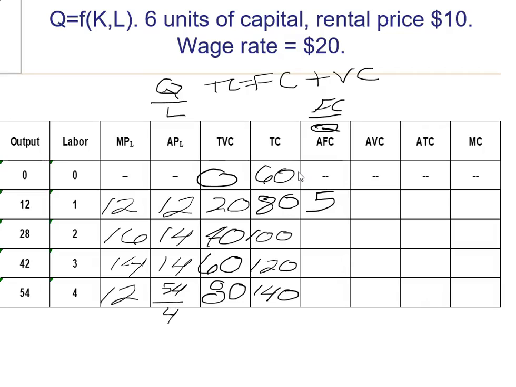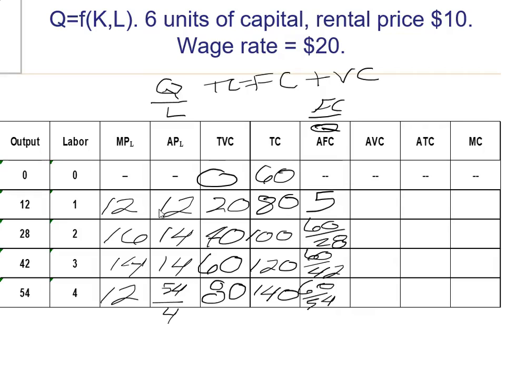Next, when you have 28 units produced, what's the average fixed cost? That would be 60 divided by 28, or a little more than 2. What's the average fixed cost when you have 3 workers making 42 units of output? And again, another 60 divided by your output here, 42. You could simplify this, or put the decimal in. I don't care. Either way is correct. Finally, what's the average fixed cost when you have 54 units of output produced? Well, now it's a little over 1. 60 over 54.